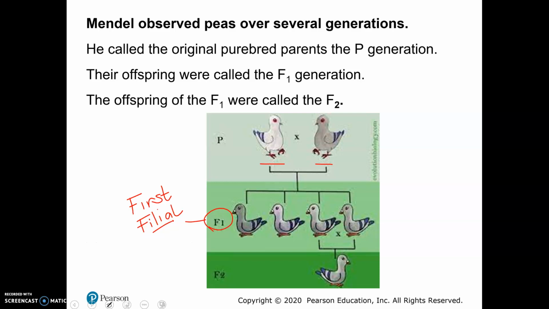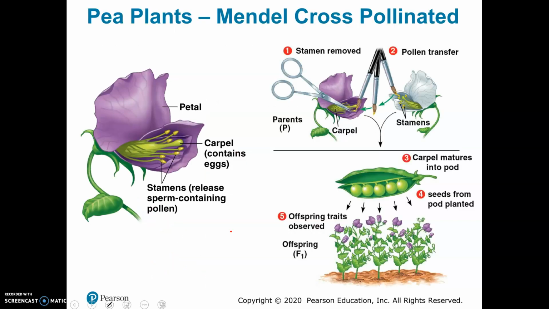And then he would cross 2 of those with each other, which seems kind of gross with pigeons, but with flowers, not such a big deal. Cross 2 of these with one another, and they would give you F2, the second filial generation. You can think of this as sort of like grandparents, parents, and then the children. So this is how he always did his traits. He always started with purebred parents, crossed those and got an F1, crossed the F1 and got an F2.